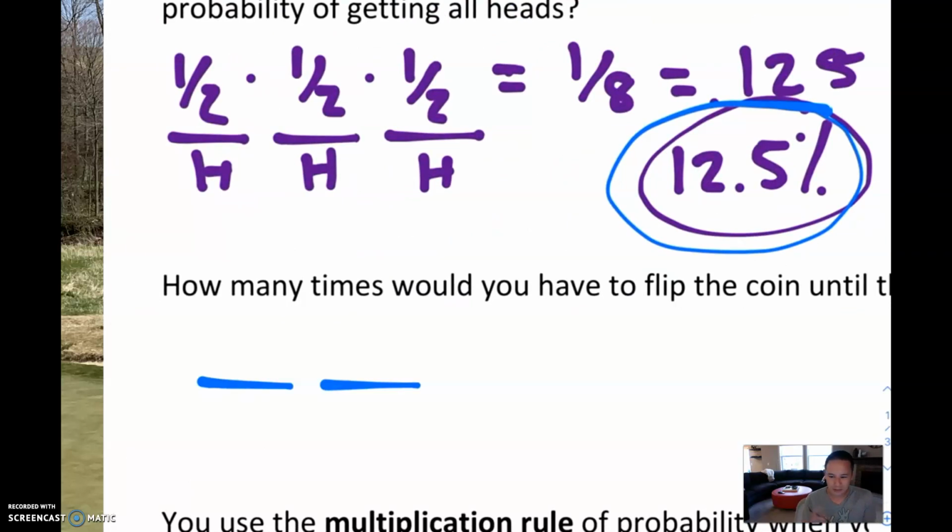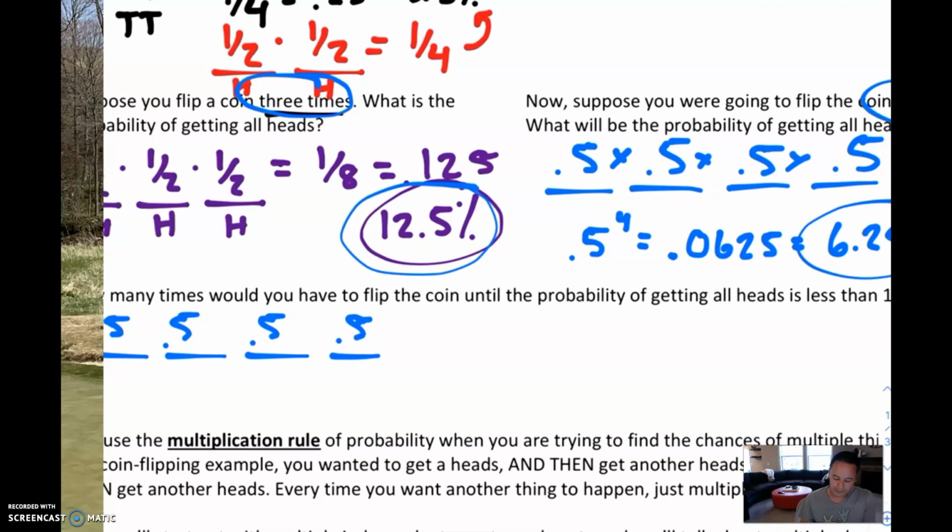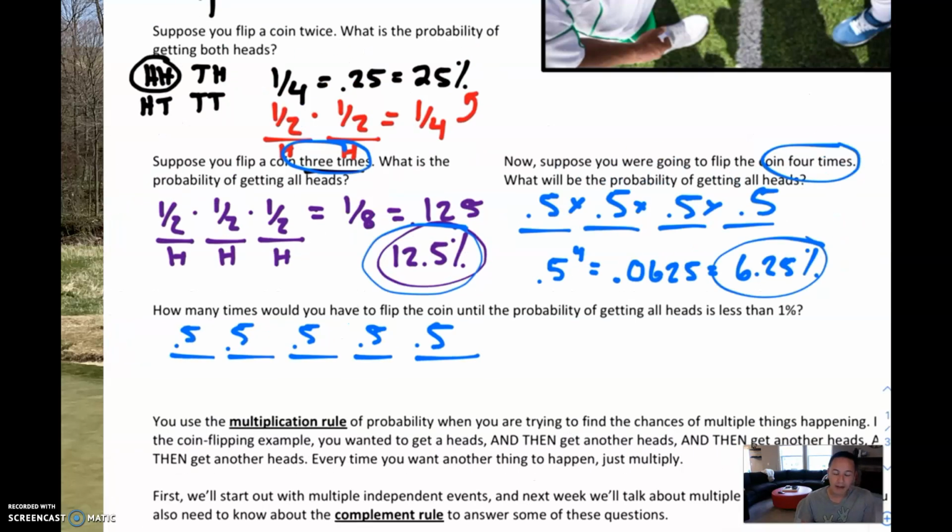Later in Algebra 2, you'll learn a much more efficient method of doing this. But we already know that if we did 0.5 times 0.5 times 0.5 times 0.5, we get 0.0625, 6%. Well, what happens if I add another one? This would become 0.5 to the 5th power. And you could see what that would equal. It's not going to be under 1%. Then we could try to the 6th power. And it's not going to be under 1%.